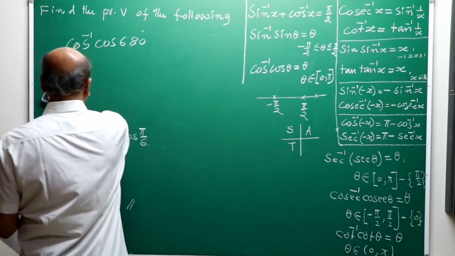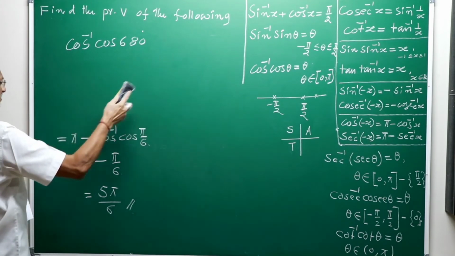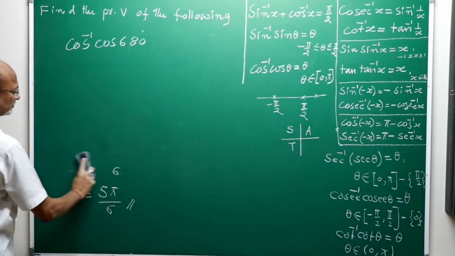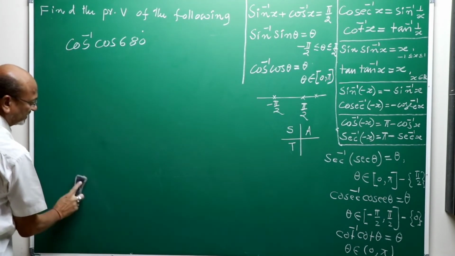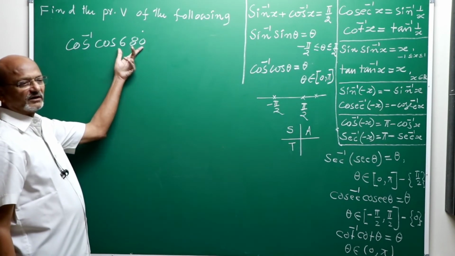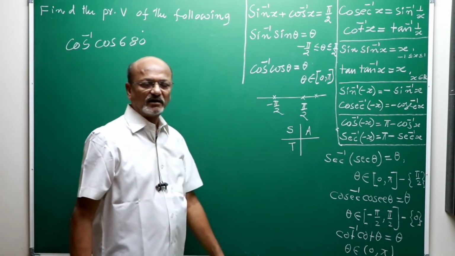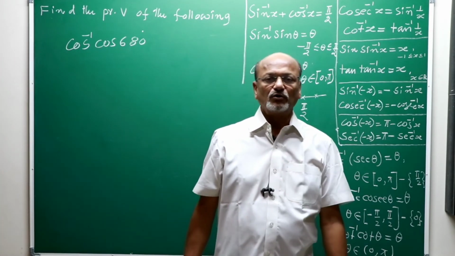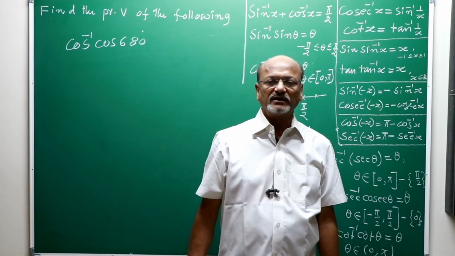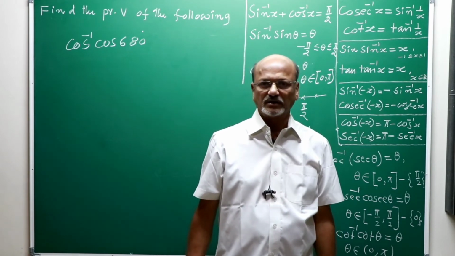See, 680, yes, that itself tells what? It is greater than 180 degrees. Again you have to use what? Allied angle. In such cases, what you have to do? You have to divide 680 by 90 degrees. Write the quotient and remainder.